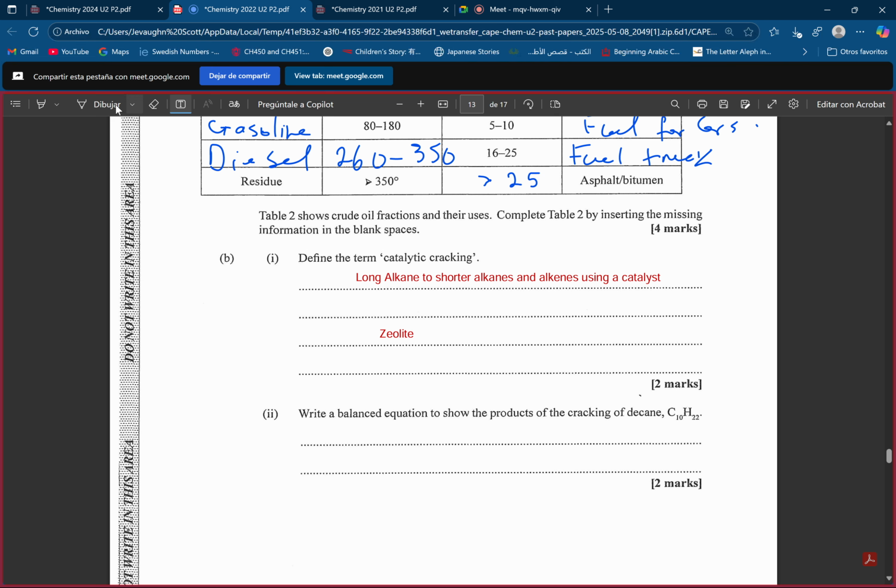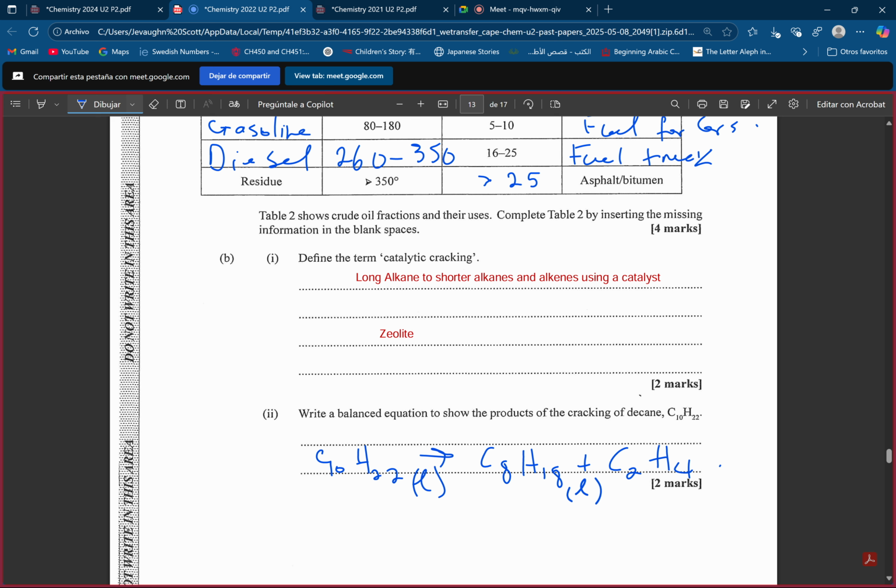Alright? Write the balanced equation to show the products of the cracking of decane. And we know decane can be anything, so let's just do the easiest one. So the balanced equation we know is going to be C10H22, and we have to produce any alkene we want and any alkane that makes sense. So let me just go C8H18 and give you a simple C2H4. Decanes are liquid, octanes are liquid, ethenes are gas. So stuff like that. 2 marks. We just need to write a little cracking equation here.